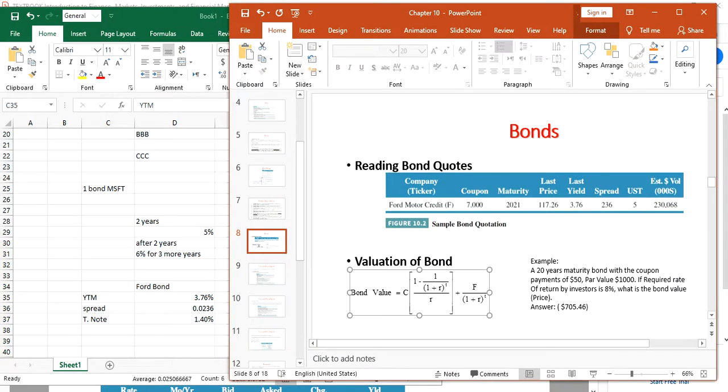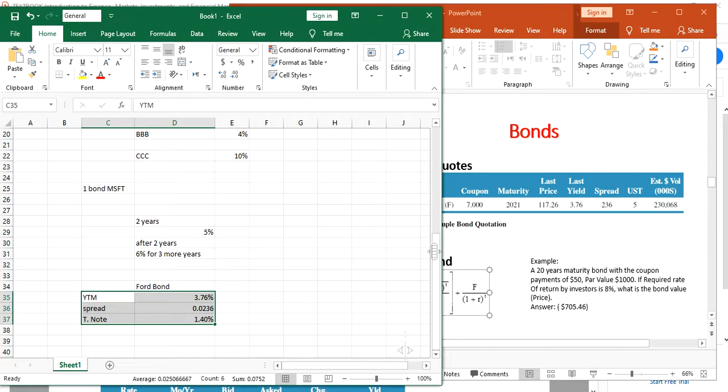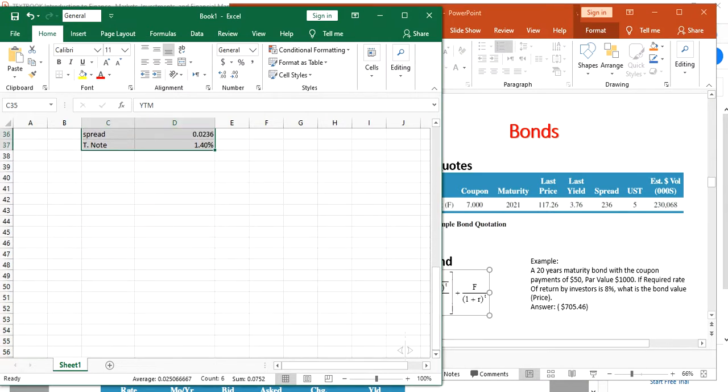So what's the bond value? I will ask you this typical question. What's the bond value? And you will calculate it for me using this formula. Okay, what does this mean? Let's solve this example over here. So a 20-year maturity bond.